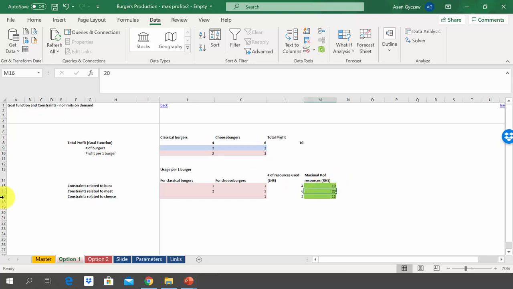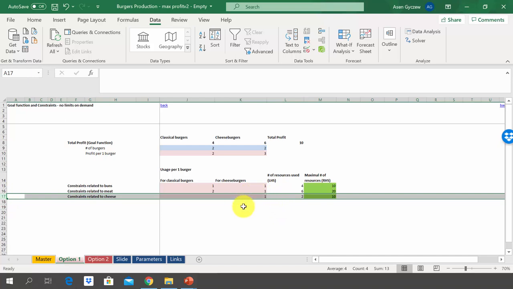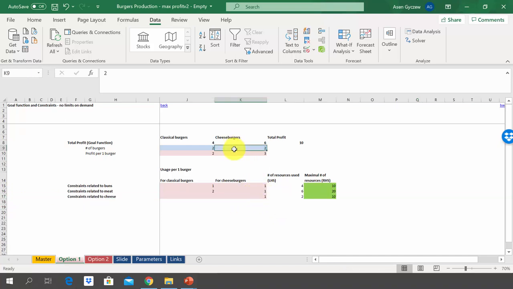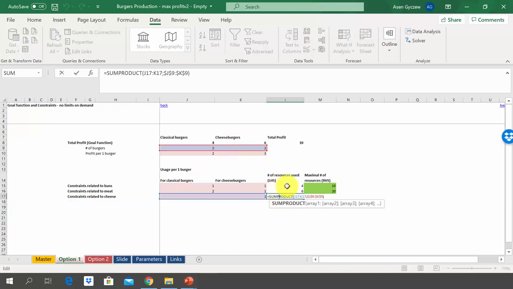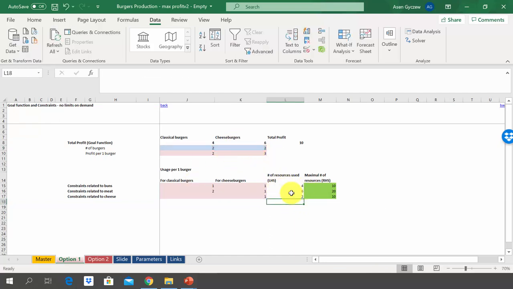And the final constraint we will be interested in is the cheese. We use cheese only for the cheeseburger, therefore we just have 1 here. Since we produce 2 cheeseburgers, again using the sum product function, we calculate that we will be using for this set of burgers 2 units of cheese, and obviously this is below the 10 we have available. So that's in short when it comes to the data available.